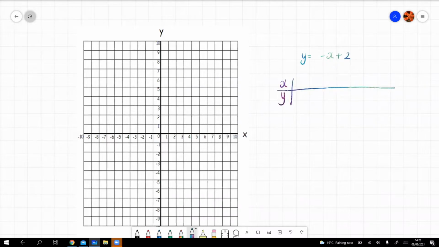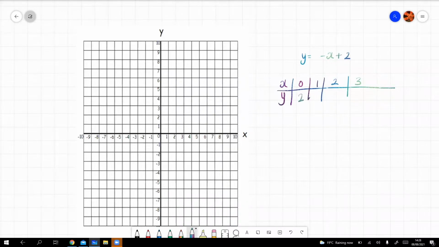You could do negatives here, or you could just leave it as positives. If you have a negative x, the easiest way is just to do the positives. I'll show you the negatives as well in a minute if you want to do so. I'm just going to write x is 0, 1, 2, 3. To work out my y, I've got to do minus x plus 2. So minus 0, add 2. Well, minus 0 is just 0.